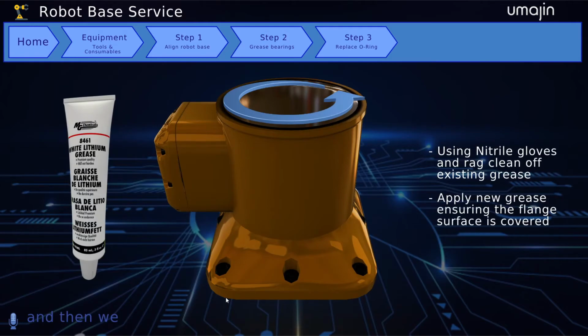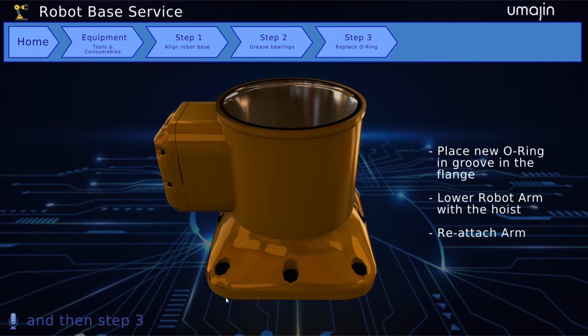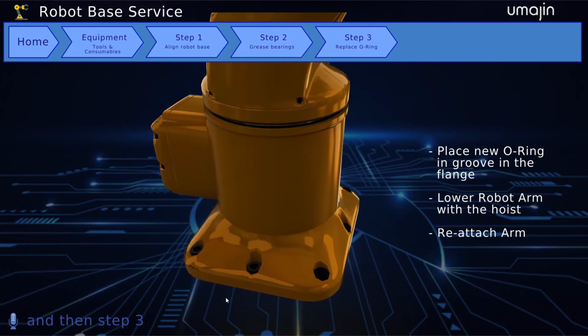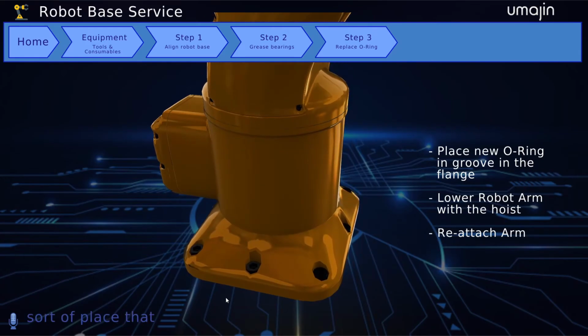So in this case it's just explaining, put the grease, we run it around that ring. Sorry, we clean the flange, then run it around the ring. And then step three. So we place that O-ring in that groove at the top, lower the arm back down, retighten the unit, and we're ready to go.